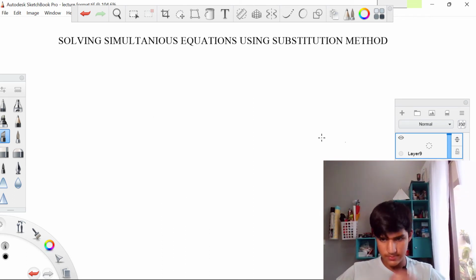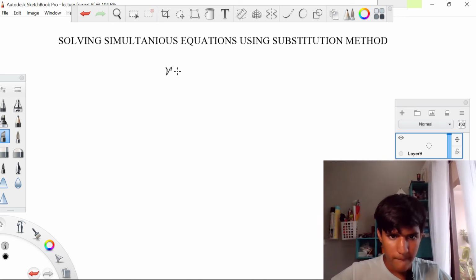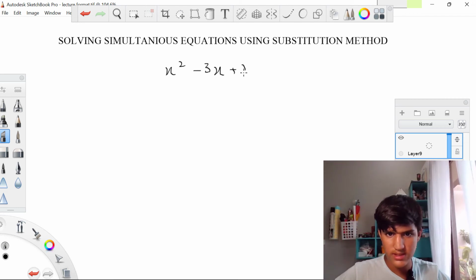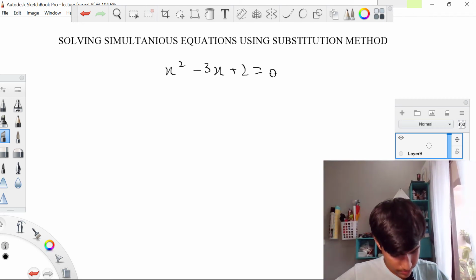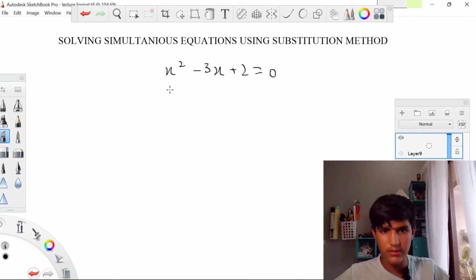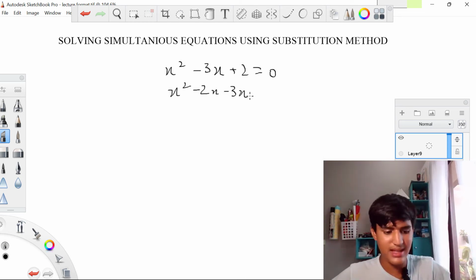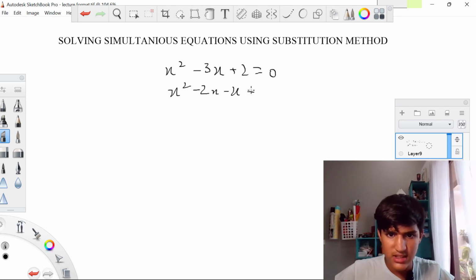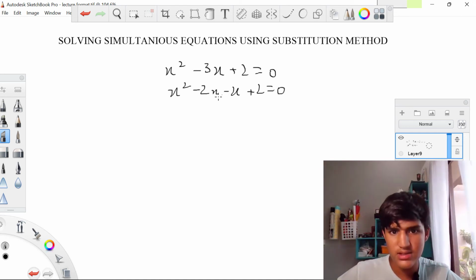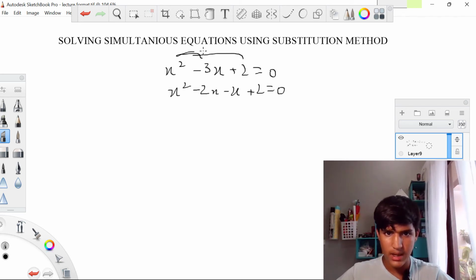Up next, we have x squared minus 3x plus 2 is equal to 0. If we middle term break this, we get x squared minus 2x minus x plus 2 is equal to 0, because minus 2 minus 1 is minus 3, and minus 2 into minus 1 is 2.